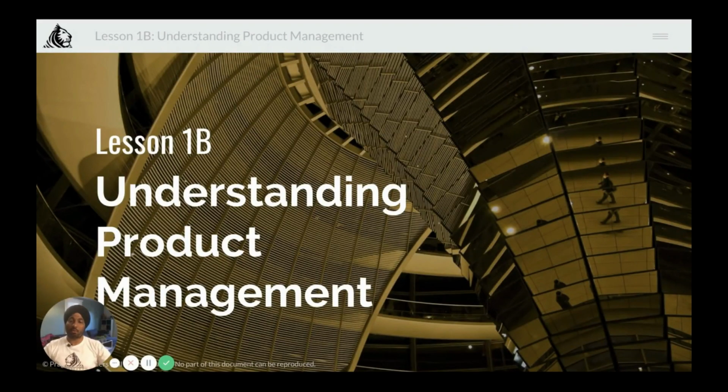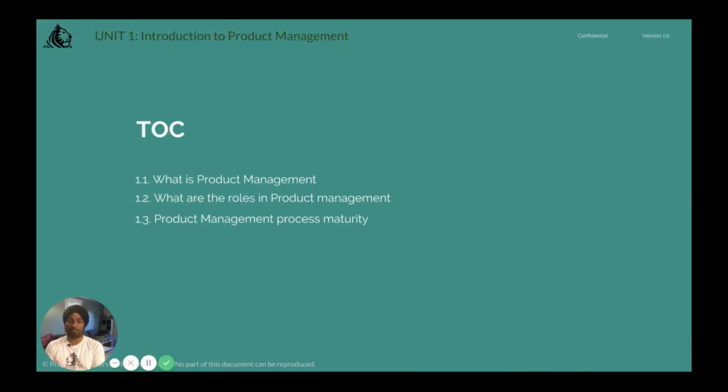Let's understand what is product management. Today, we're going to cover what is product management, what are the roles in product management, and what is product management process maturity.